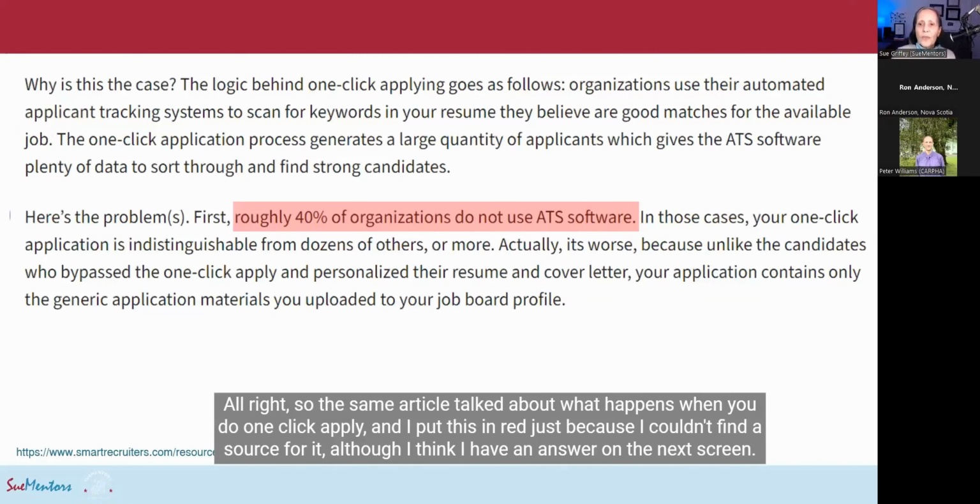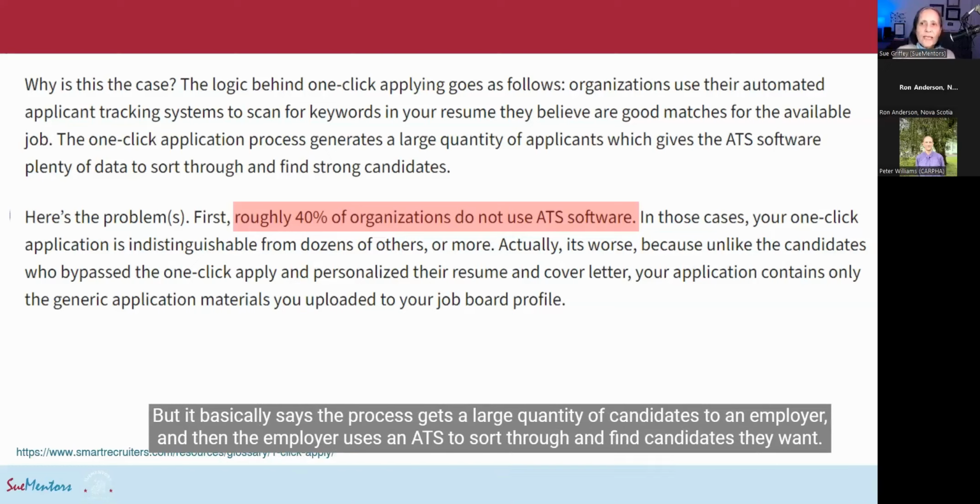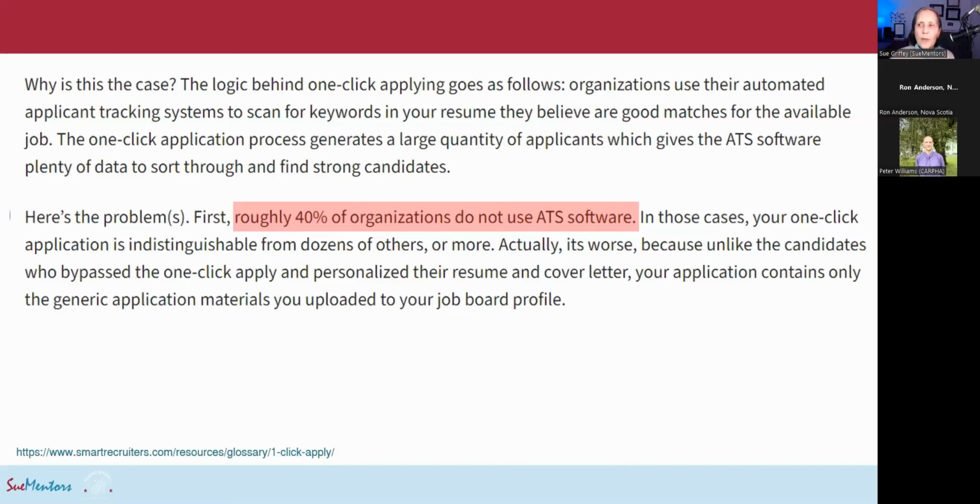All right, so the same article talked about what happens when you do one-click apply. And I put this in red just because I couldn't find a source for it, although I think I have an answer on the next screen. But it basically says the process gets a large quantity of candidates to an employer, and then the employer uses an ATS to sort through and find candidates they want.